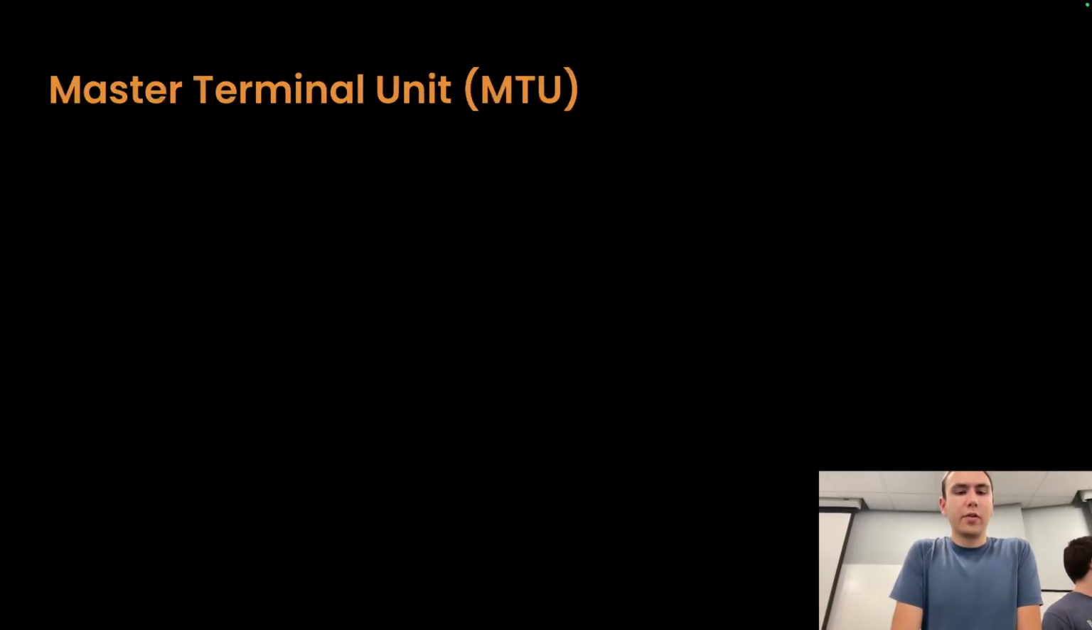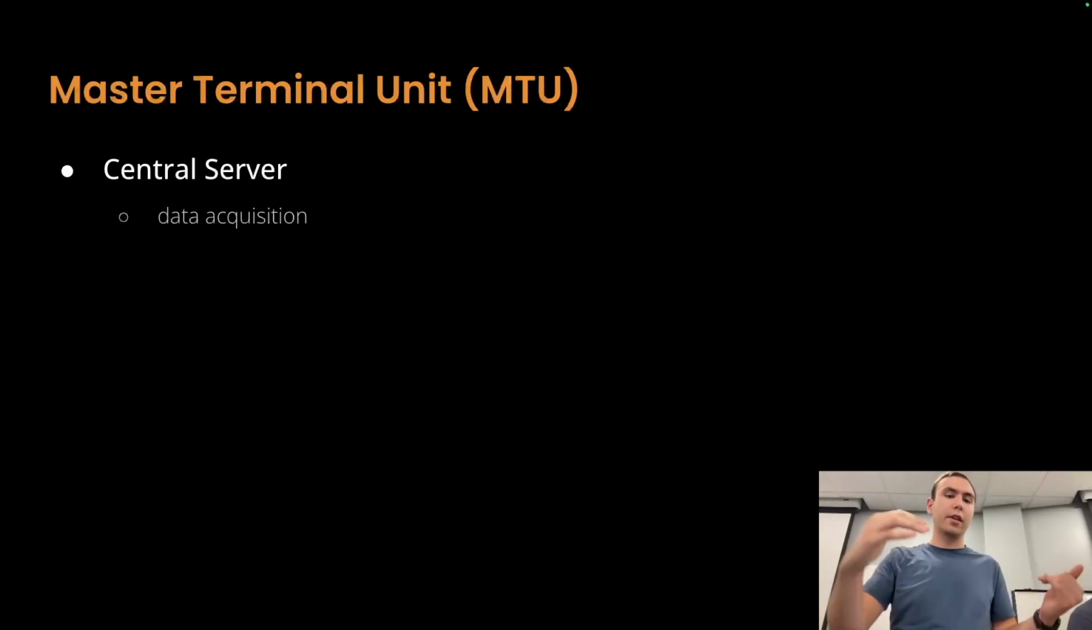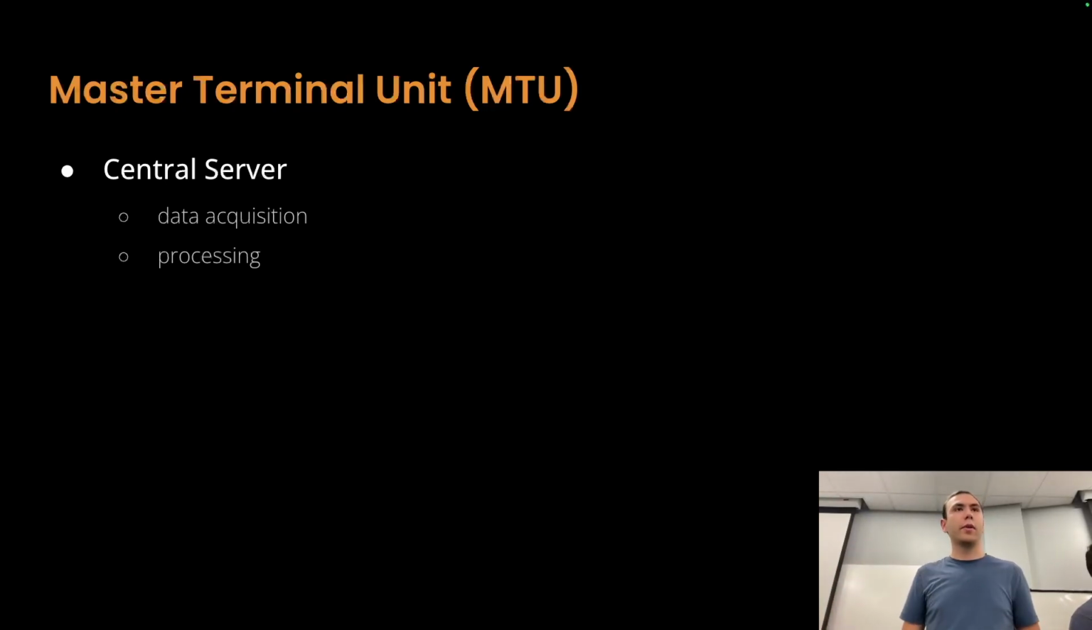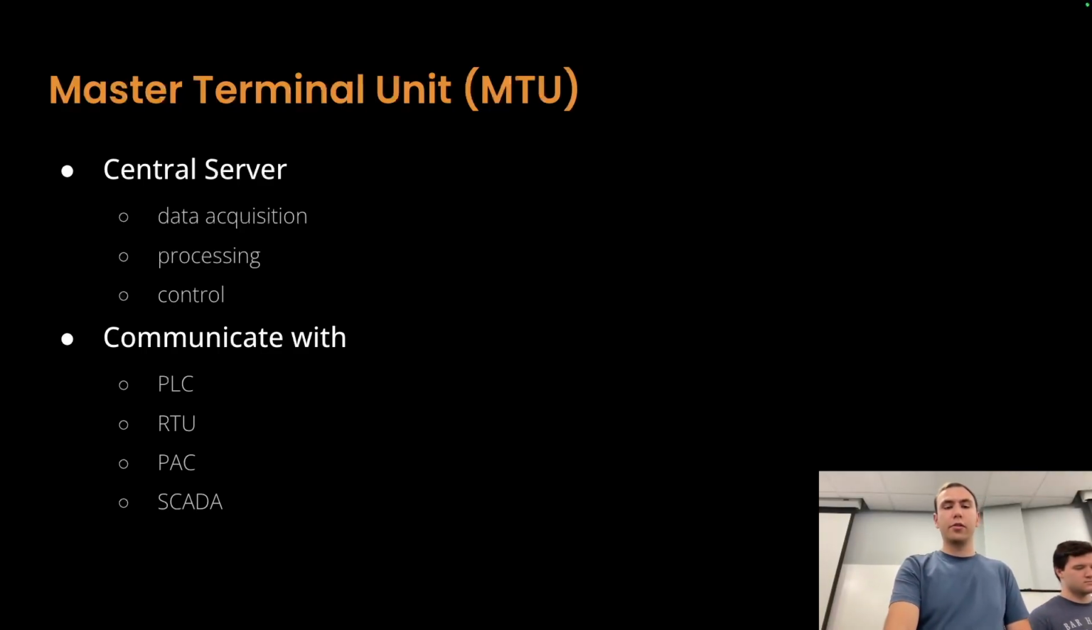Then we also have this thing called a master terminal unit. It's essentially a central server to collect all the data. The RTUs are collecting all the data, but they're not going to store it because they're meant to be leave-and-forget, and they don't have much memory. So they'll send it to the central server. It's also for a little bit of processing, but not a lot of data processing, and for sending controls back down from higher systems like a SCADA, which we'll cover in a bit, and sending data up and down. So they communicate with basically everything: PLCs, RTUs, the PACs, and the SCADA system. They're essential to all of it.